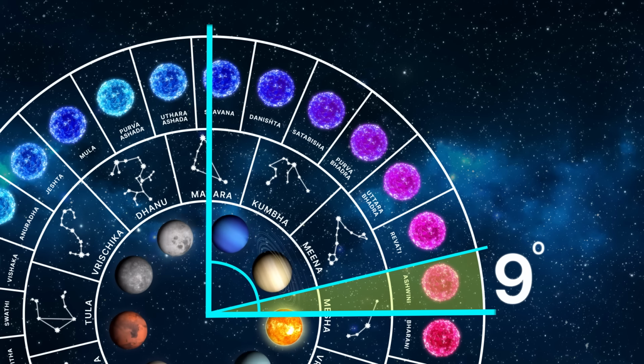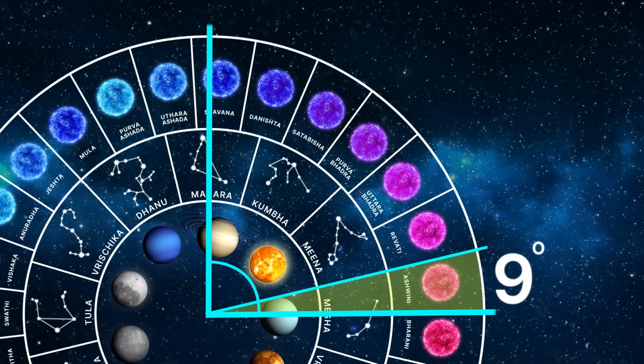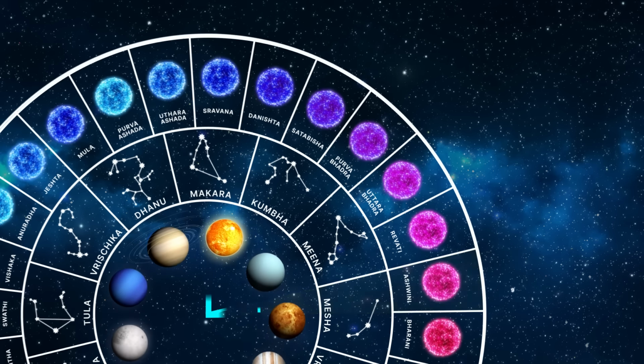Every 9 degrees in a constellation makes 1 star. And each star has got 4 subdivisions. So 2.5 stars make 1 constellation. Now when the planet moves through this constellation, they bring so many changes. 9 planets, 12 constellations brings about 108 changes.